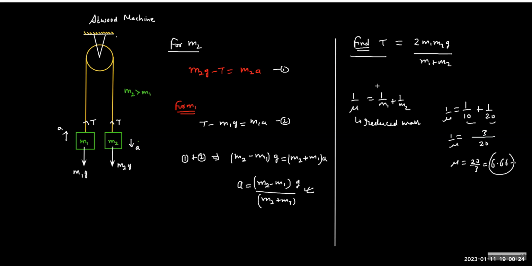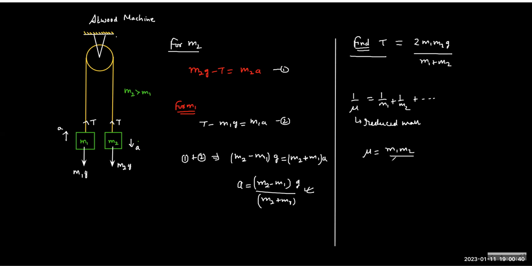Are you getting this term, reduced mass? And you can continue this for the other terms also, 1 by m3, m4, m5. Here we have only 2 masses. So the reduced mass we write as product of masses upon summation of masses. And why do we write so? Because the tension here is 2 mu g, which is easy to remember. It's 2 mu g. Okay.